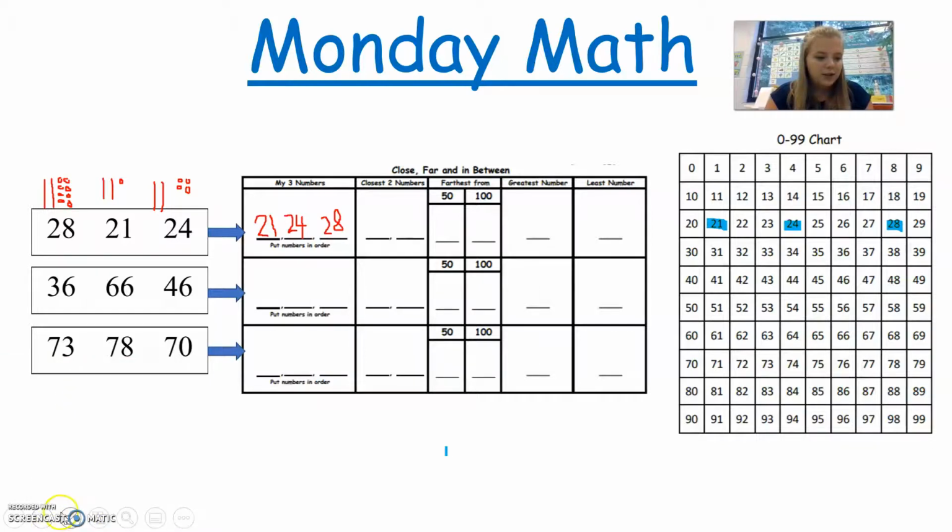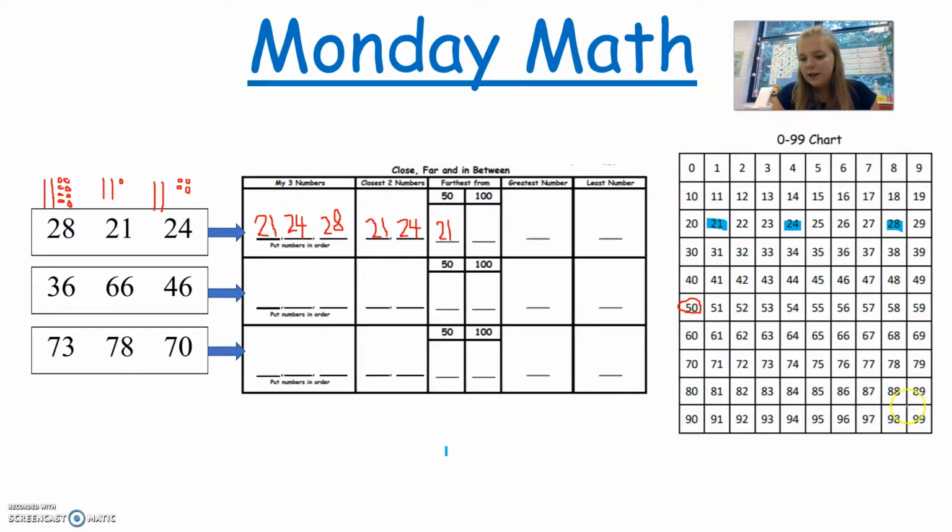So my closest two numbers are 21 and 24. Okay. Farthest from, what is farthest from 50? Well, let's find 50. 50's right here. Which one is farthest away from 50? So let's go back. We'll go backwards. It's not 28. The farthest away is going to be the smallest number. 21 is farthest from 50.